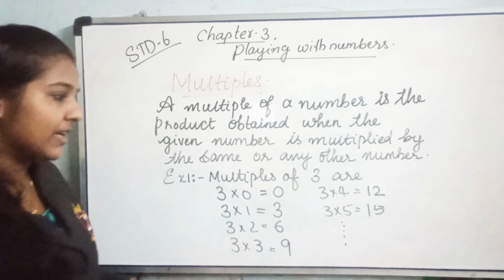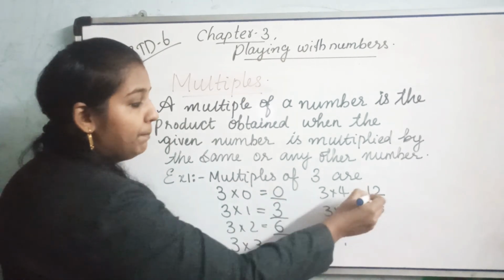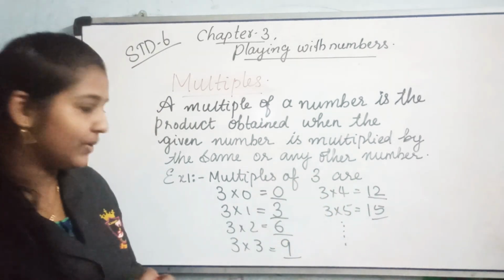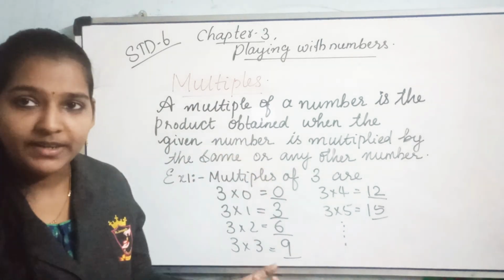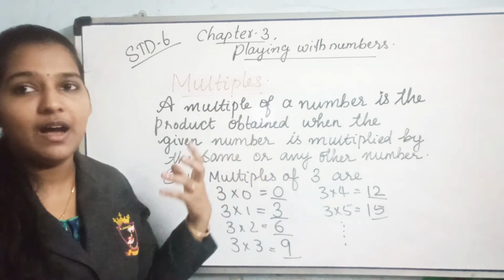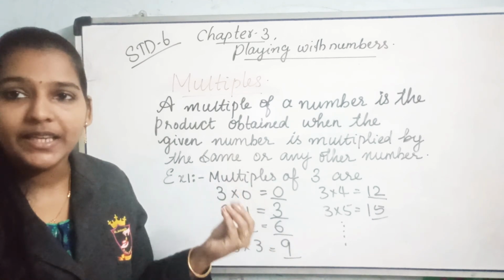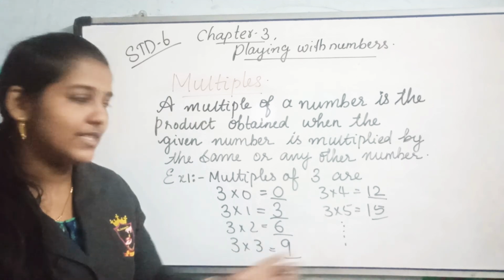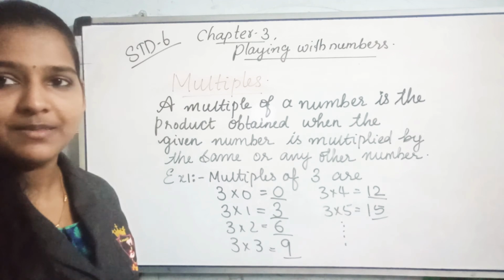Okay, so which are the multiples? These products are the multiples of 3. Is it clear, children? So what is a multiple? A multiple is a product we get after multiplying the given number by any whole number. Got it? Okay, so this is the multiple of a number. Let's discuss some more examples.